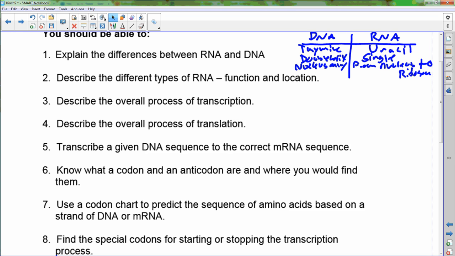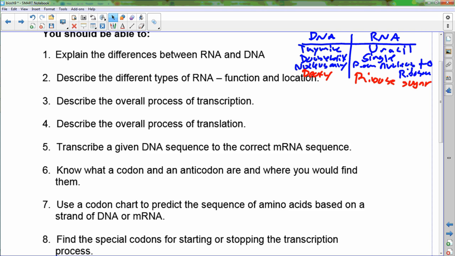Okay, any other differences? Okay, so the sugar that's involved. So DNA is the deoxy, whereas the RNA is the regular ribose. Okay, so those are some things you should be able to compare and contrast between those two different molecules.